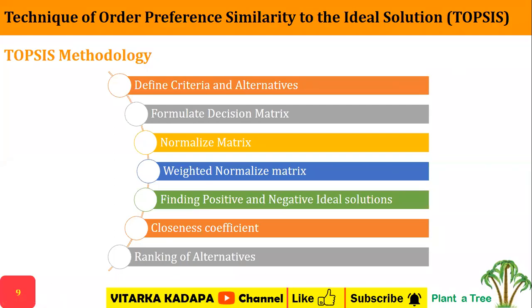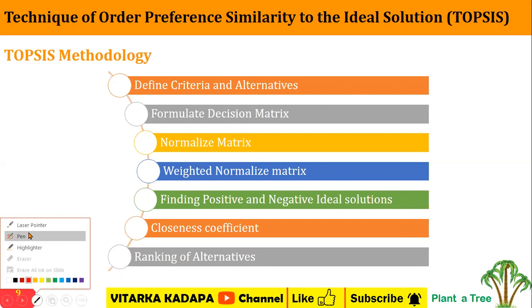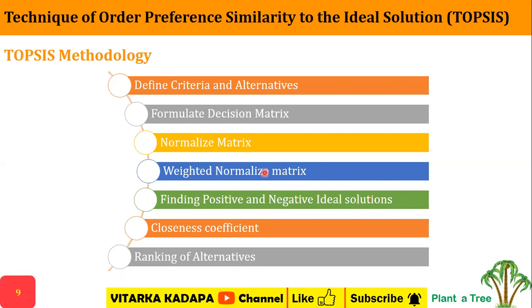I think you have gone through the video on the TOPSIS introduction, where we discussed the TOPSIS methodology. We have the basic steps: we need to define the criteria and alternatives, formulate the decision matrix, and normalize the matrix. Then we go for the weighted normalized matrix, finding the positive and negative ideal solutions, the closeness coefficient, and ranking of our alternatives.